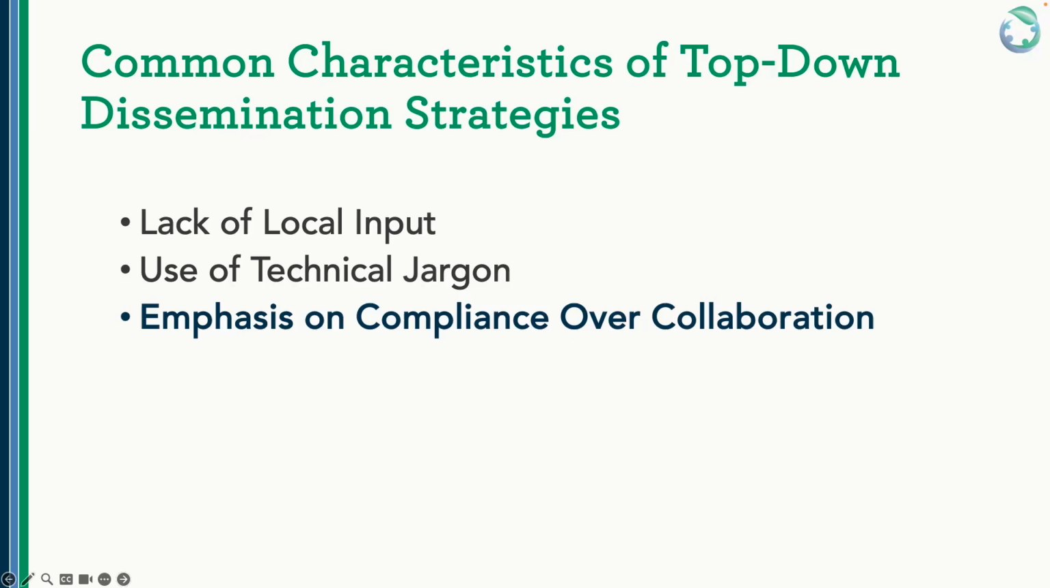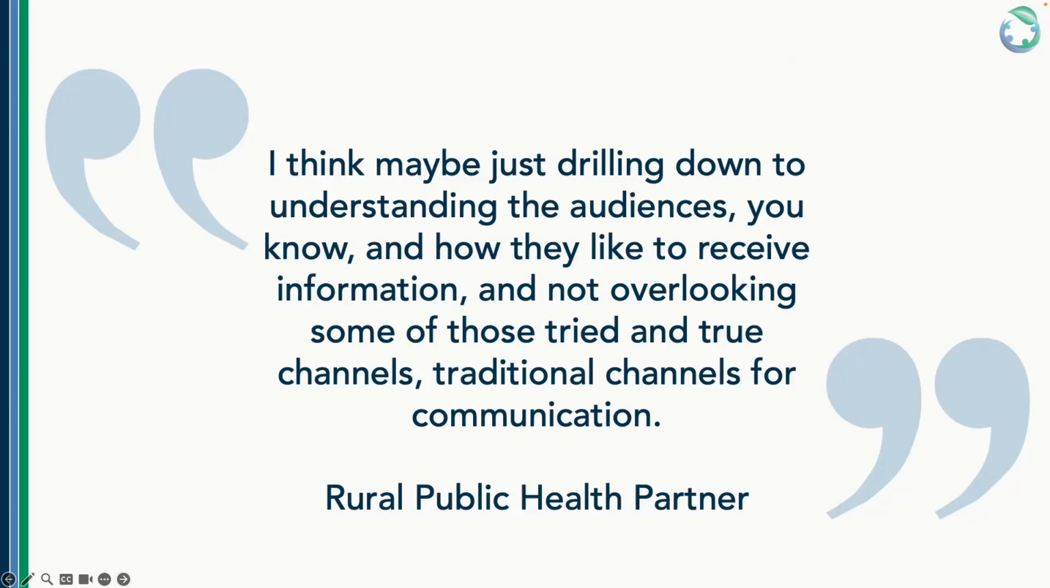Additionally, top-down dissemination strategies emphasize compliance over collaboration. Communications framed in authoritative or fear-based tones can overlook the importance of dialogue and autonomy of rural communities. An example of this can be something like, "You must get vaccinated to protect your community." One rural public health partner explained, "I think maybe just drilling down to understanding the audiences, and how they like to receive information, not overlooking some of those tried and true channels, traditional channels for communication."